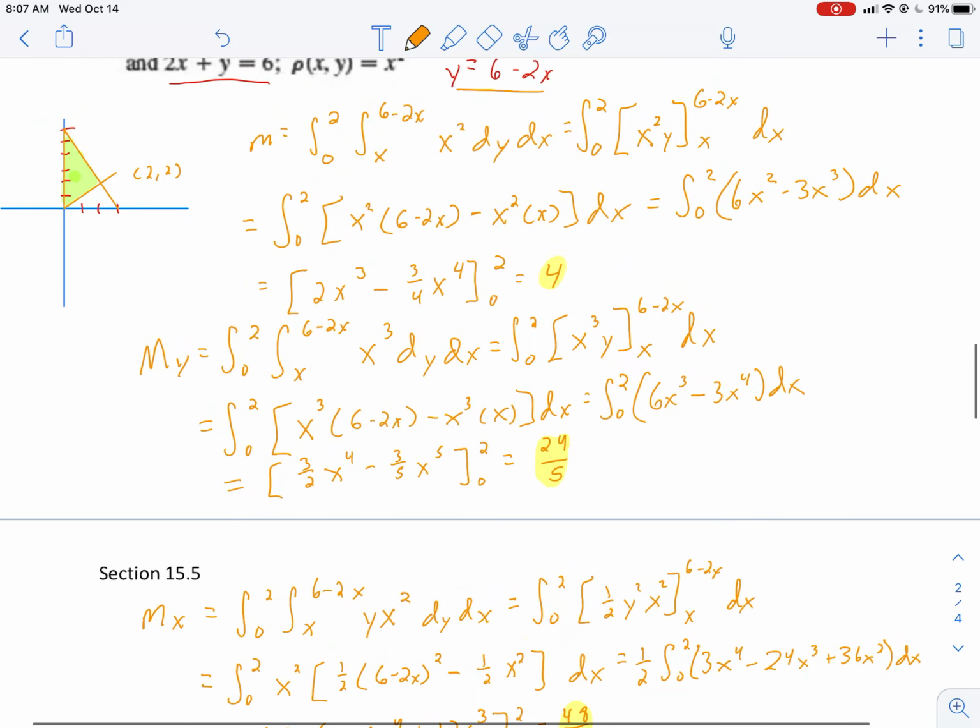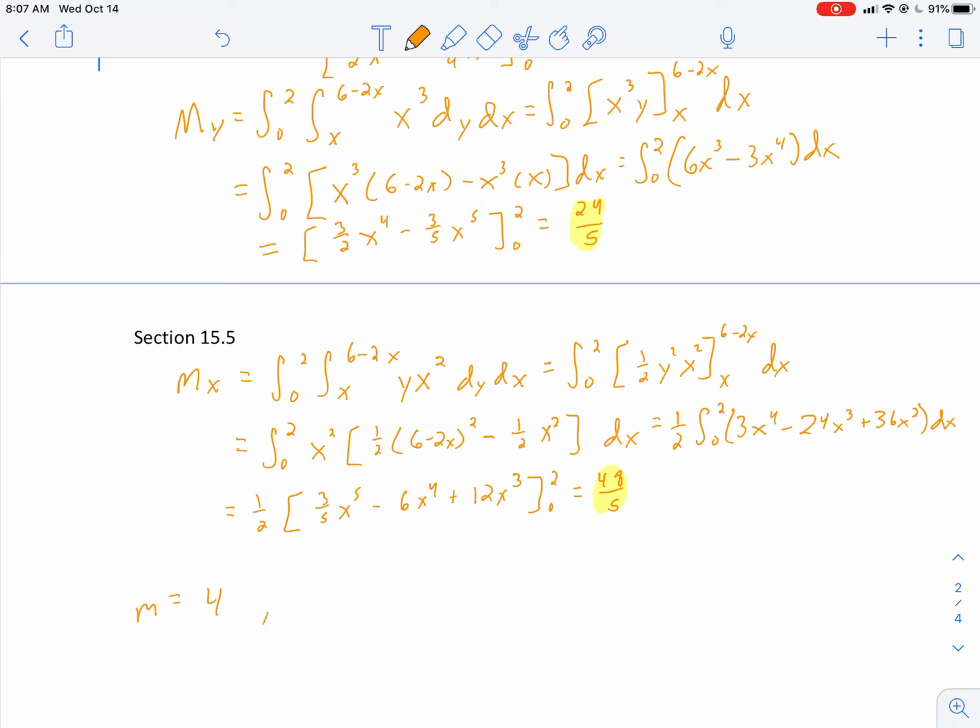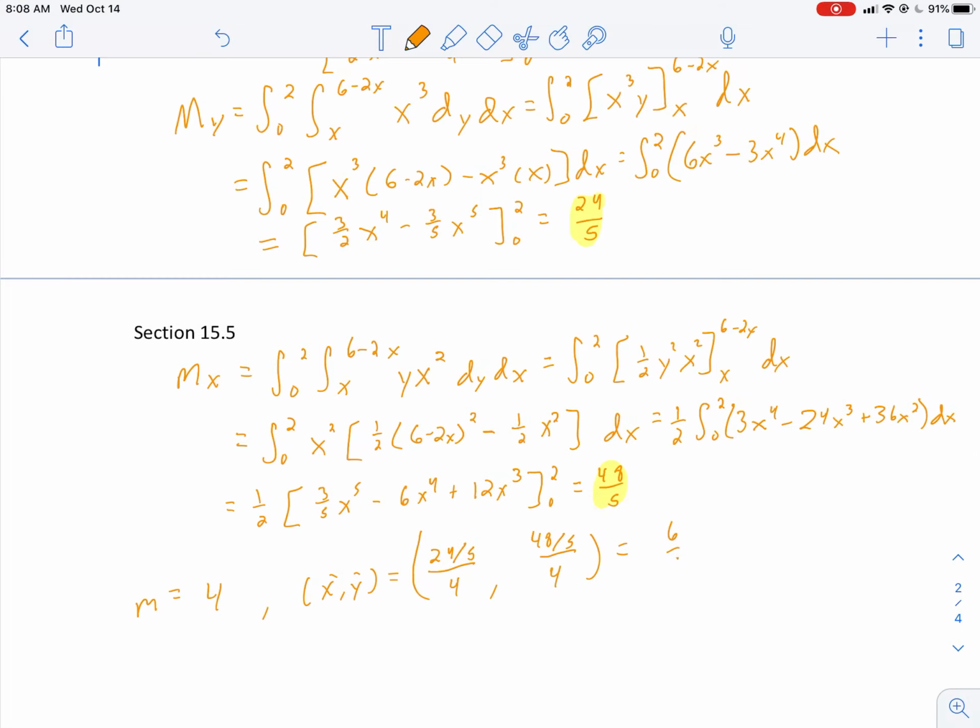All right, so we have the total mass, which we said was 4. And then to find the center of mass, we have 24 over 5 divided by 4, and 48 over 5 divided by 4. We clean that up, and we get 6/5 and 12/5. All right, and that's how we find the center of mass.